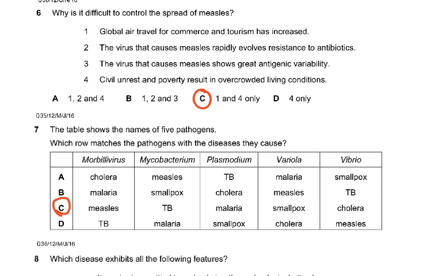Why is it difficult to control the spread of measles? Global air travel for commerce and tourism has increased. Yes, that's correct. The virus that causes measles rapidly evolves resistance to antibiotics. And that's wrong because viruses are not destroyed by antibiotics. So this was totally rubbish. The virus that causes measles shows great antigenic variability. I mean, no, we've not heard of that. Then civil unrest and poverty resulted in overcrowded living conditions. So it was only 1 and 4 which was correct. And that is why the answer was C.